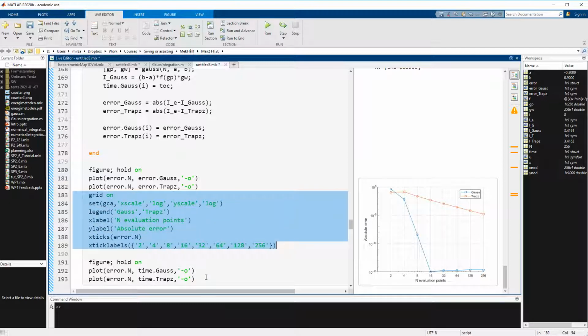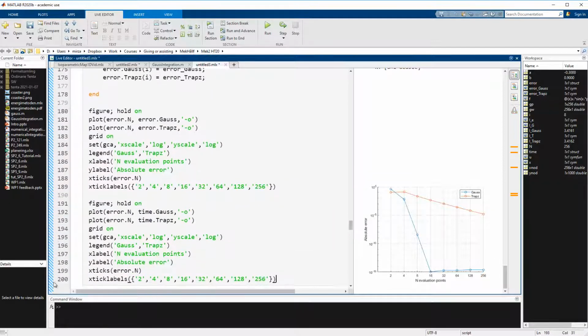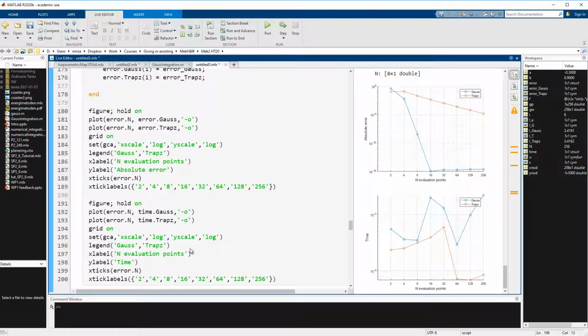And I can put a grid on. I can do all of this business here as well. So the y label is not absolute error, it's actually time, and I can run this and see what happens. And well, this is what I get.